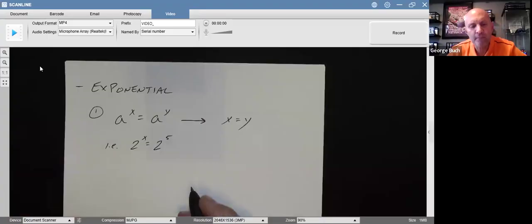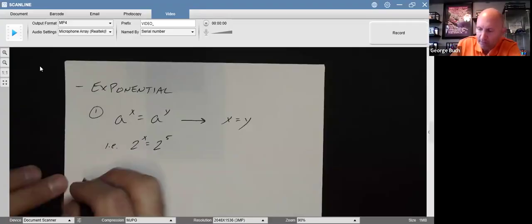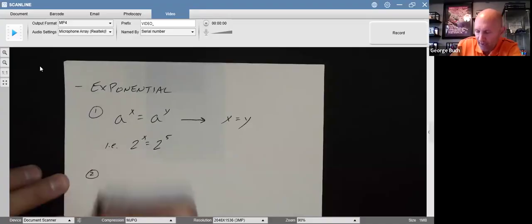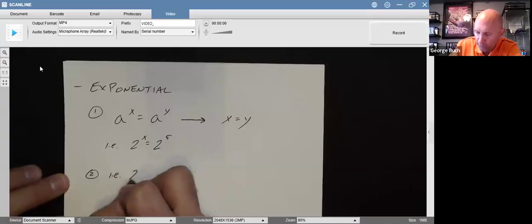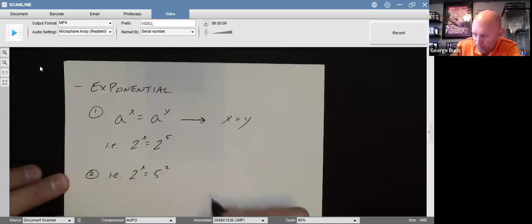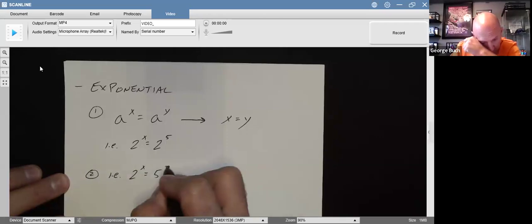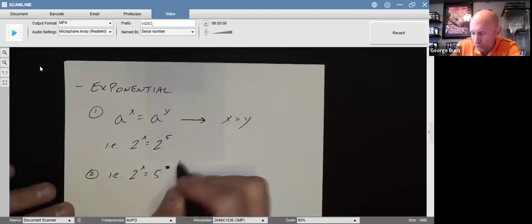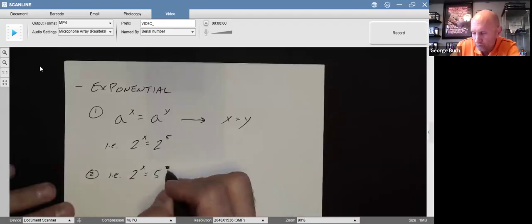So if I can rewrite my exponential equations to have the same base on both sides, then all I have to do is set the exponents equal to each other. If I am not able to do that, so let's say I have 2 to the x power is equal to 5, I guess.